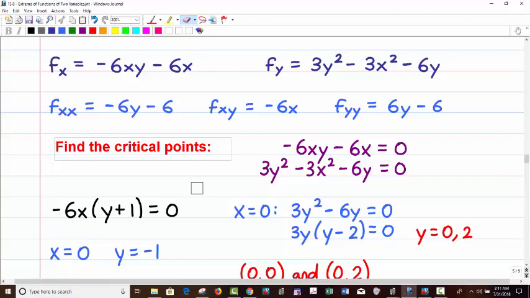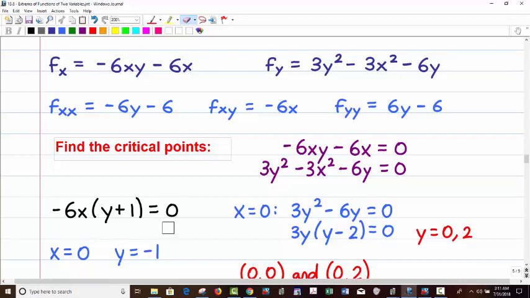So I took that top one and factored it out to a separate x and y. And you see I got negative 6x equals 0, and then y plus 1 equals 0. So I have a negative 6 and a plus 1.